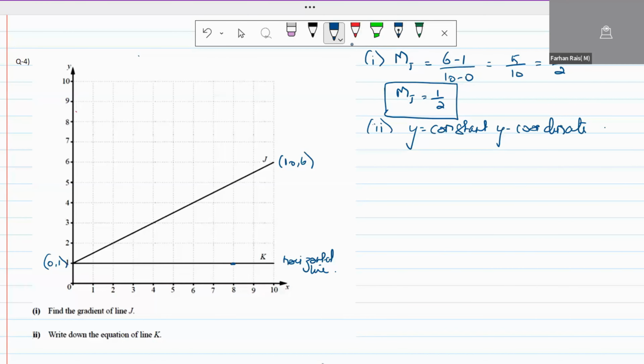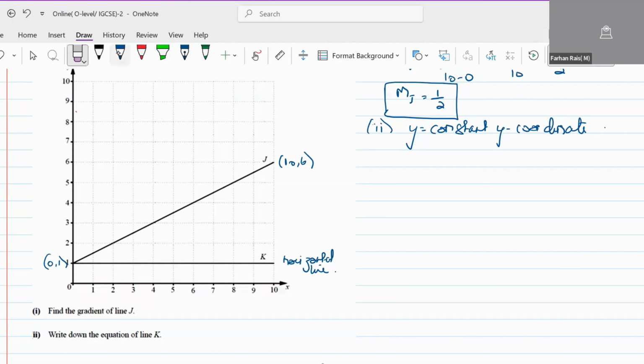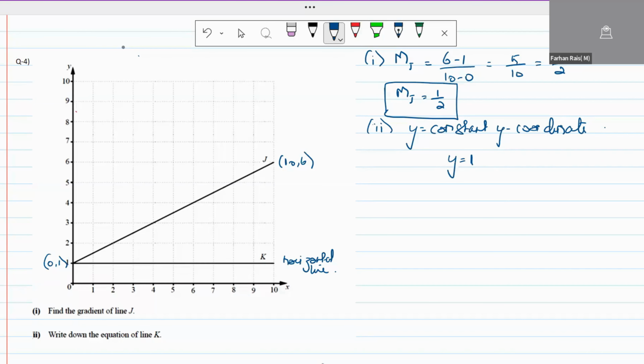I mean, if you look at this point, this is 8, 1. Maybe this point, this is 4, 1. So the y coordinate is constant throughout the line. So we have the equation for this horizontal line as y equals 1. Moving onwards.